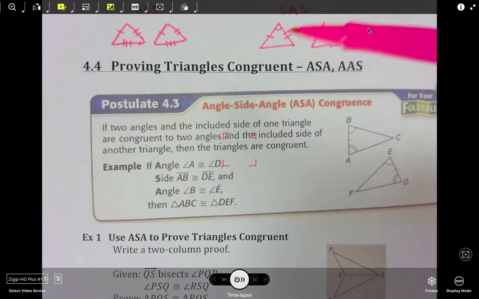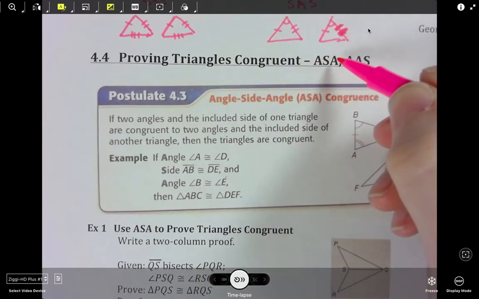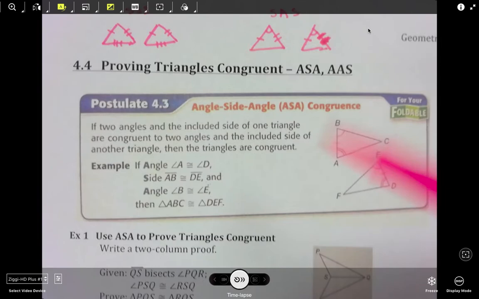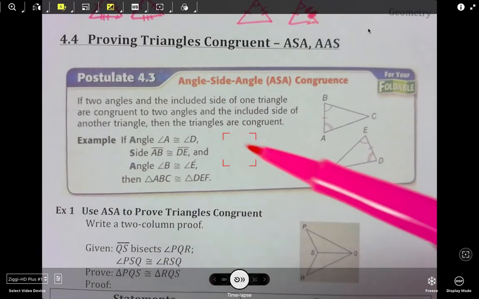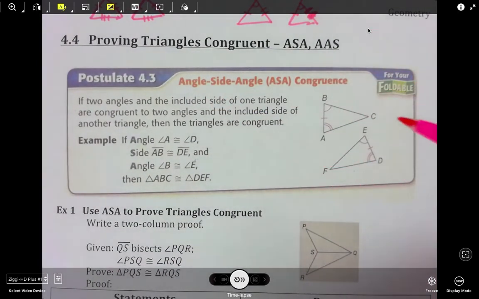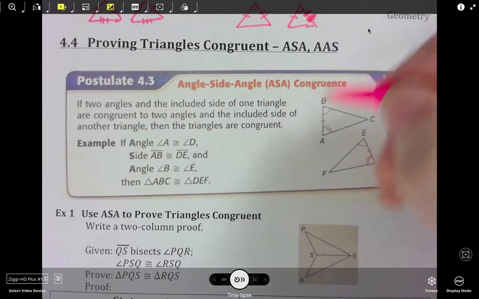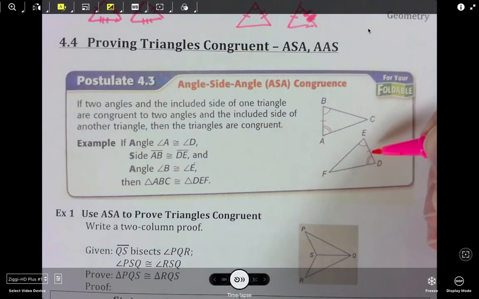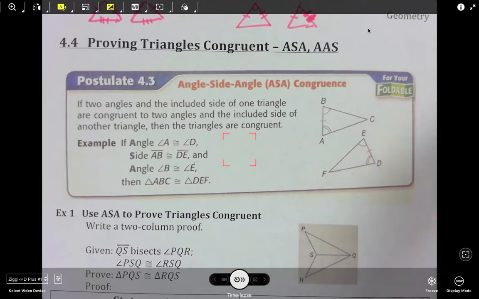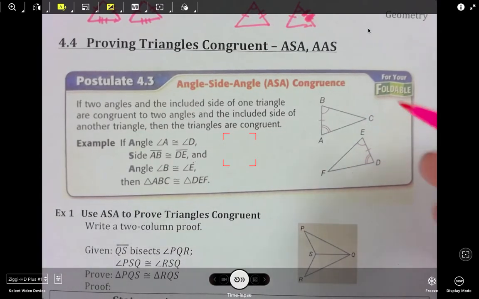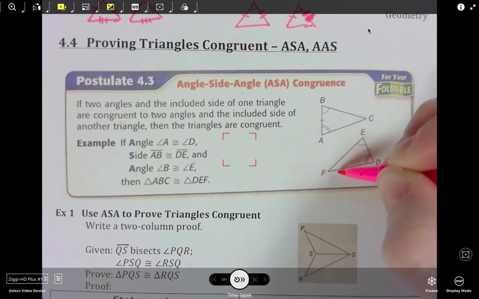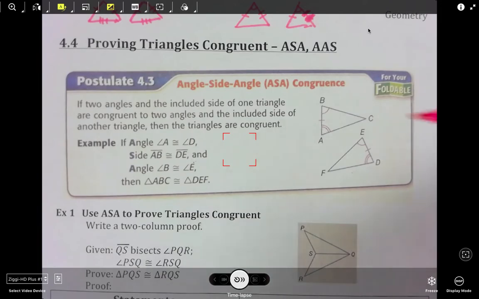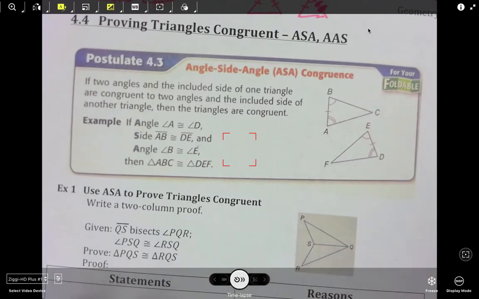Now, this section is angle side angle and angle angle side. In the first, angle side angle, which is postulate 4.3, which we're going to write down on our green sheet, so make sure you have that out. If I'm able to show that this angle, the side in between, and this other angle are the same as this angle, this side in between, and this angle, then those two triangles have to be congruent. They have to be exactly the same. I don't even have to talk about this angle or this one, or this side and this one, because those have to match up.